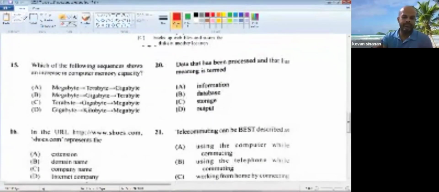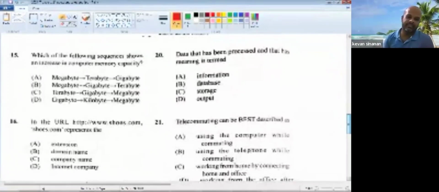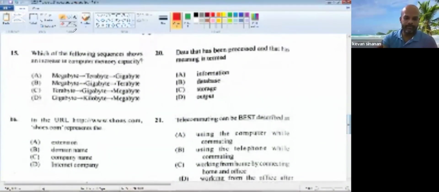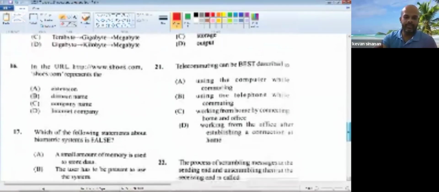All right, number 15, which of the following sequences shows an increase in computer's memory capacity? What they're asking us is to list in order the smallest to the biggest. So for example, if you were to put grams in order, we have grams, then kilograms, and then a ton. So we're going in that order. We're basically looking for megabyte, gigabyte, terabyte. So that would be option B. A gigabyte is bigger than a megabyte, and a terabyte is bigger than a gigabyte. Simple. Everybody should get that one correct.